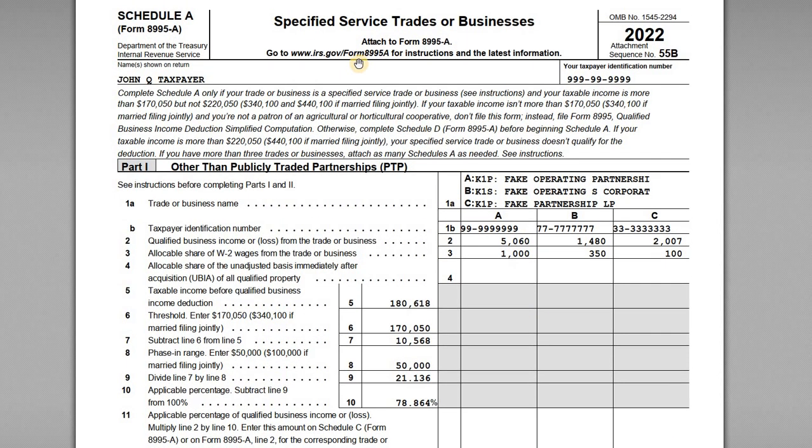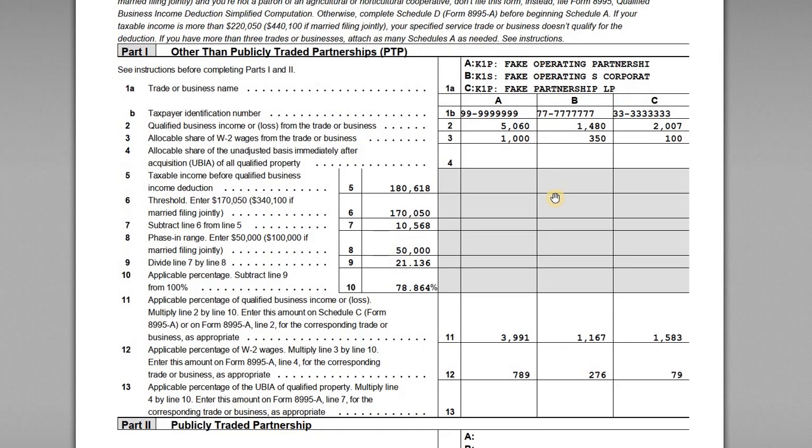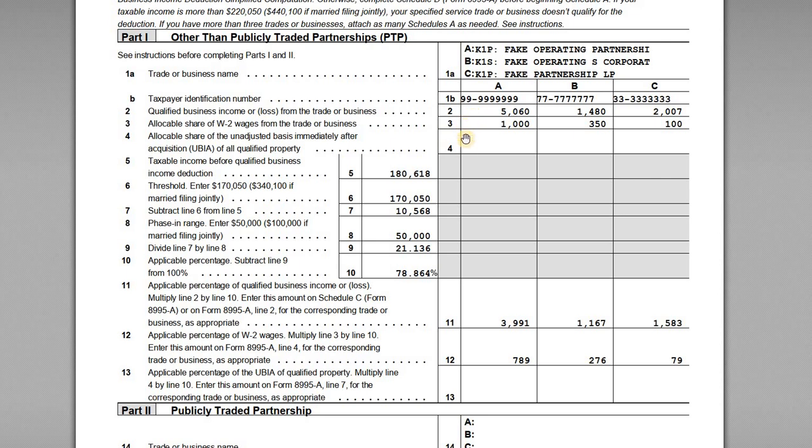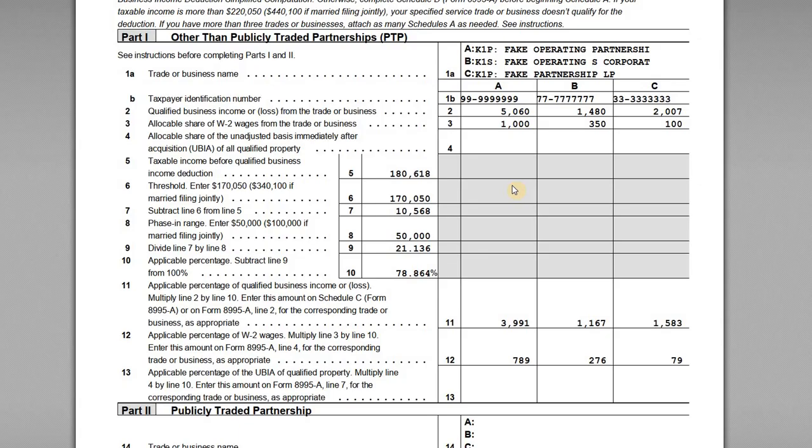So if we start with Schedule A, again, we're completing Schedule A first because we have income from SSTB. So enter each QBI business, flowing through from the partnership, the S corp, and the third partnership, each in its own column. And these amounts on lines 2, 3, and 4 are the gross amounts, the unadjusted amounts that are coming through from the K-1s. For example, we look at fake operating partnership LLC, which had qualified business income of $5,060, W-2 wages of $1,000 allocated to John, and then 0 of UBIA.